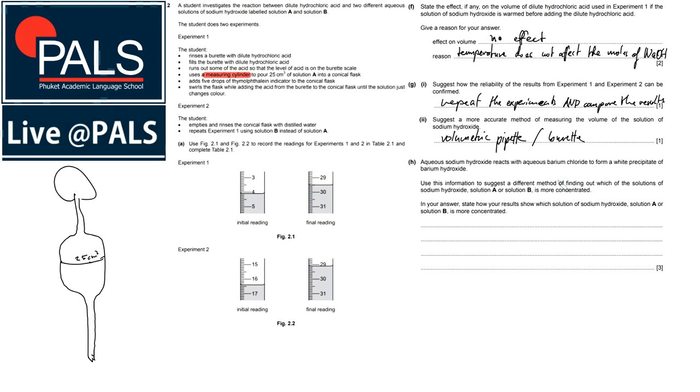Aqueous sodium hydroxide reacts with aqueous barium chloride to form a white precipitate of barium hydroxide. Use this information to suggest a different method of finding out which of the solutions of sodium hydroxide, A or B, is more concentrated. In your answer, state how your results show which solution is more concentrated. So again, what we can make use of in this experiment is that we get a white precipitate, which we can then filter off, rinse with distilled water, dry, and weigh. Find the mass, and then we can compare the mass between the two solutions.